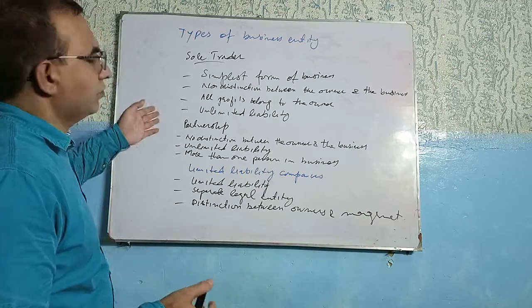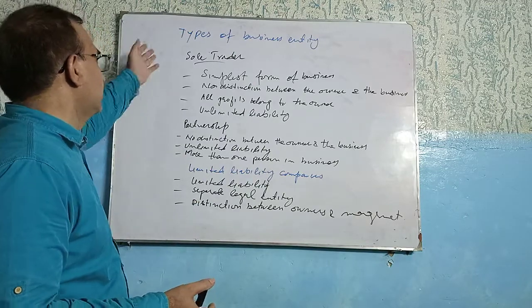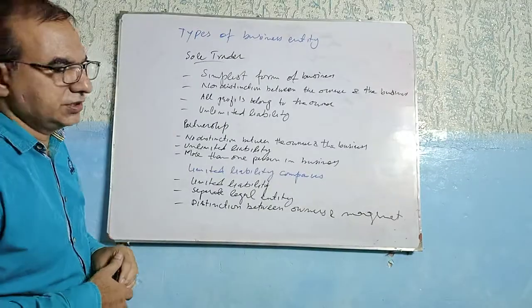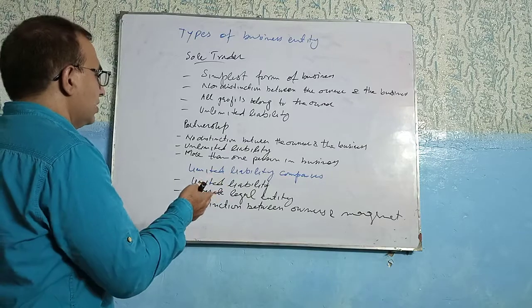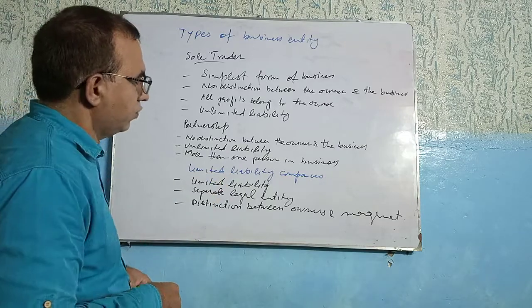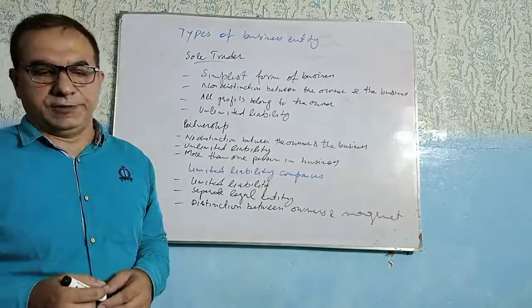But if you're going to start up, I think the sole trader is the easiest, simplest form. When you grow up, you can make a partnership or limited liability, whatever you want. So these are the types of legal entity.